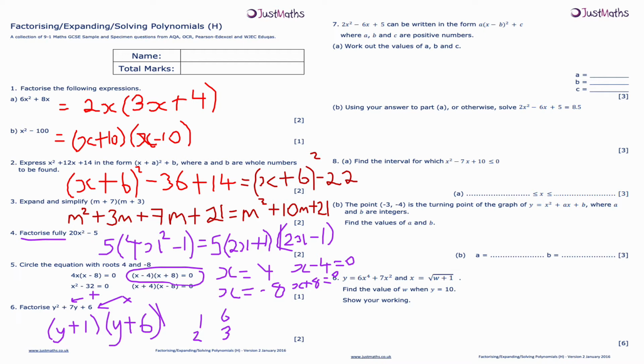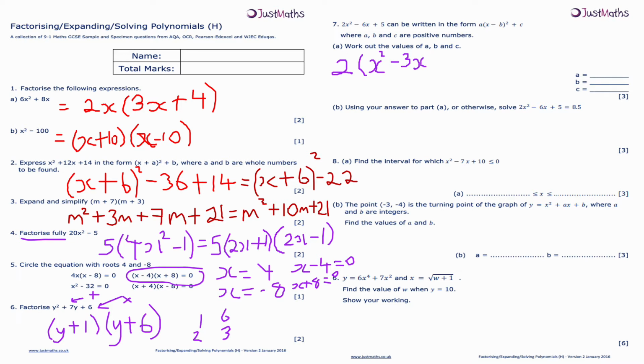This is question number 7. 2x squared minus 6x plus 5 can be written in the form a brackets x minus b all squared plus c, where a, b and c are positive numbers. Work out the values of a, b and c. Okay, so it's completing the square here. So taking the 2 out as a factor, I'm going to have x squared minus 3x. So I'm only going to factor out the 2 in the first 2 terms and keep this plus 5 on the outside. I'm now going to complete the square on this part here.